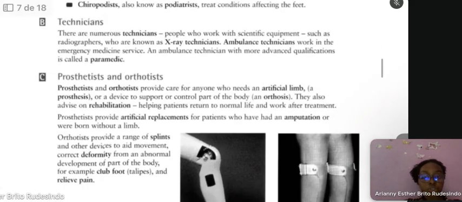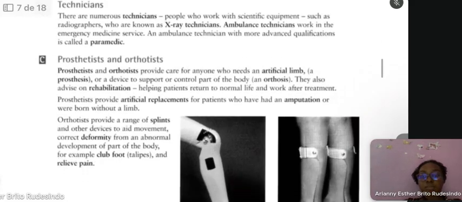Prosthetics and orthotics. Prosthetics and orthotics provide care for anyone who needs an artificial limb or a device to support or control part of the body. They also advise on rehabilitation, helping patients return to normal life and work after treatment.